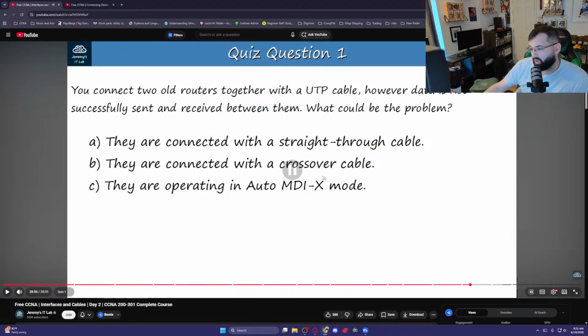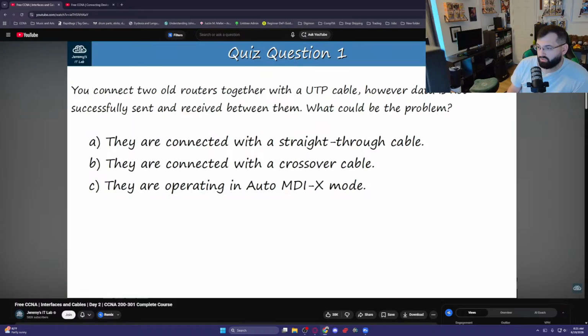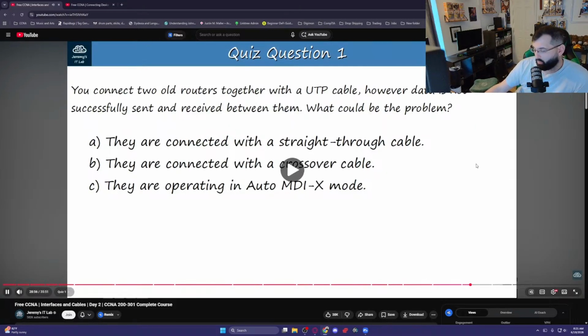So he said auto MDIX. That's newer, but he said it was older. It's going to need a crossover because they're the same device. Since they're the same device, they can't have a straight-through. Straight-through has to deal with the wires that are the copper cables and how it transmits data, and the port that it's going into.